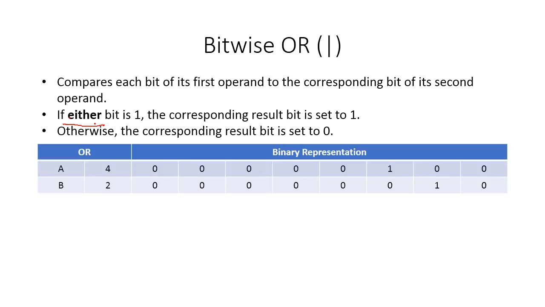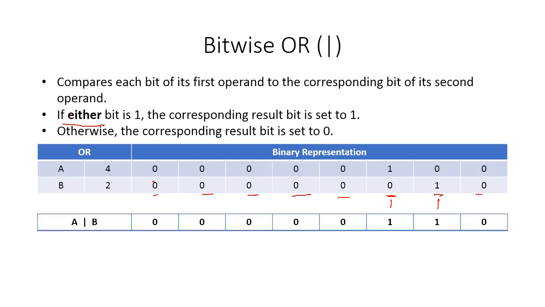So let us try to look into this. 0 OR 0, what is it? It will be 0. This will also be 0, 0, 0, 0. What about this? Either one of them is 1. Yes, this will be 1. Here it will be 1, right? And then this will be 0. Okay, clear? Now if you convert to decimal, it is 6. Clear? Okay, let's take one more example to understand OR.